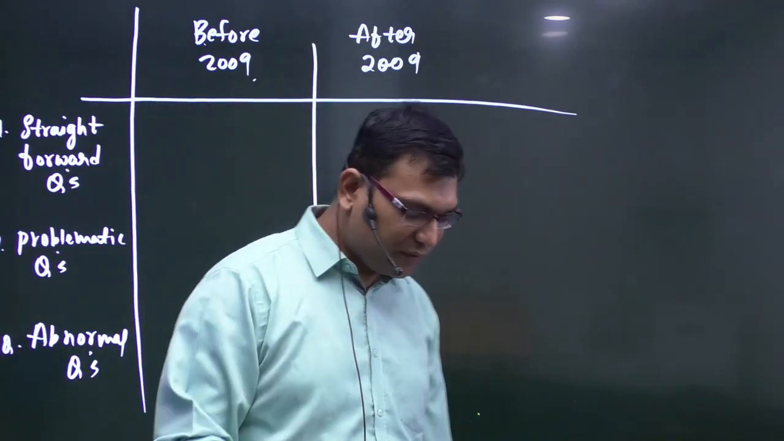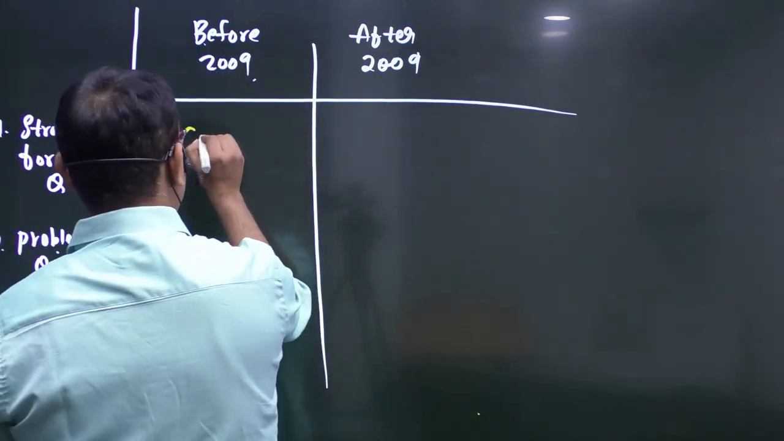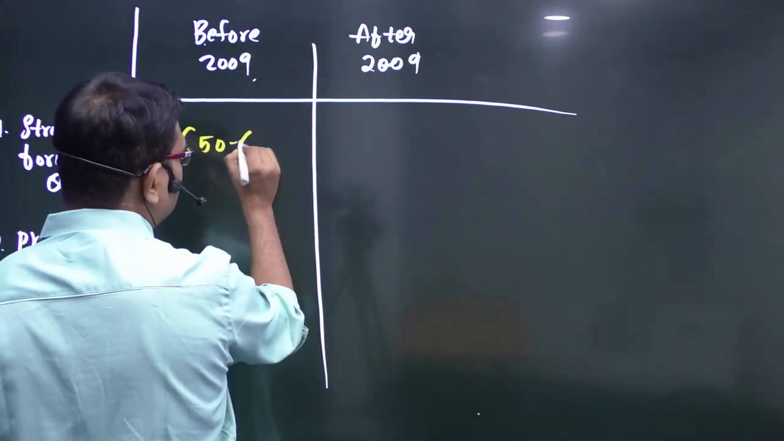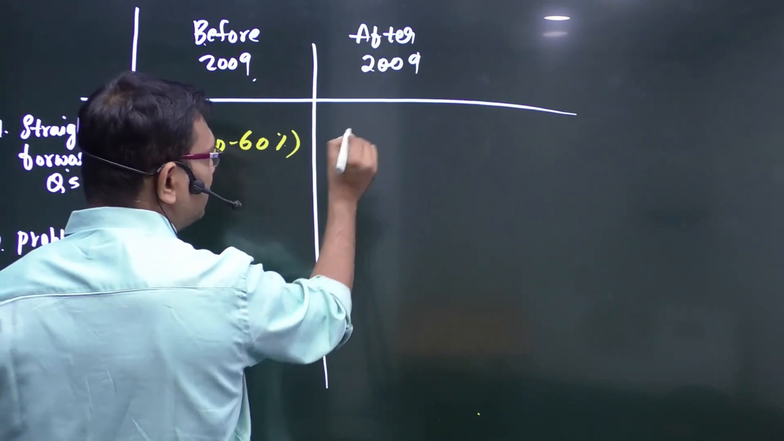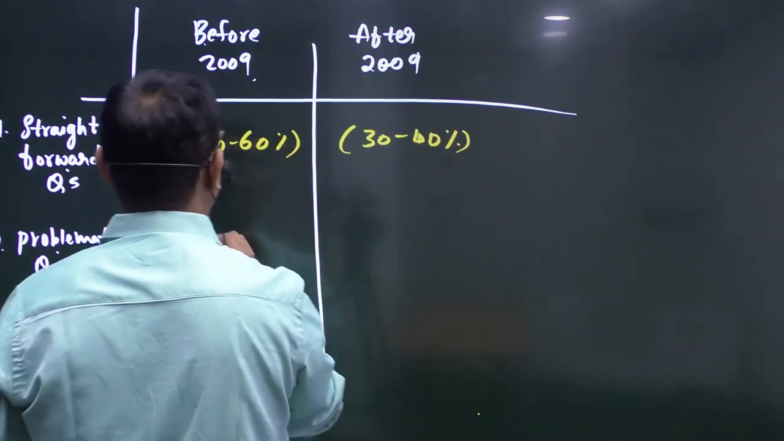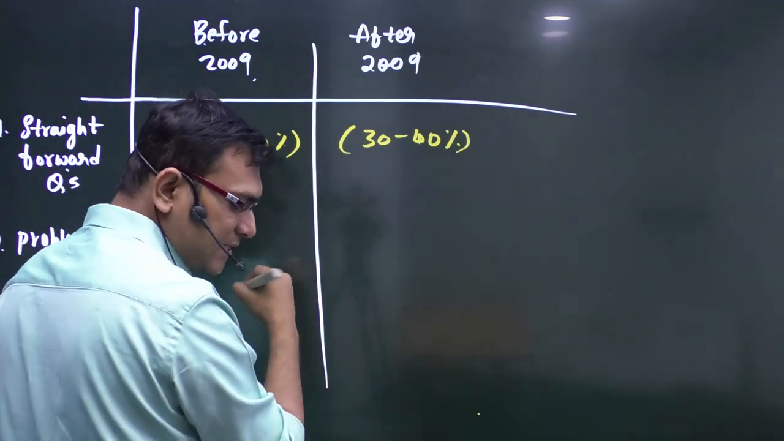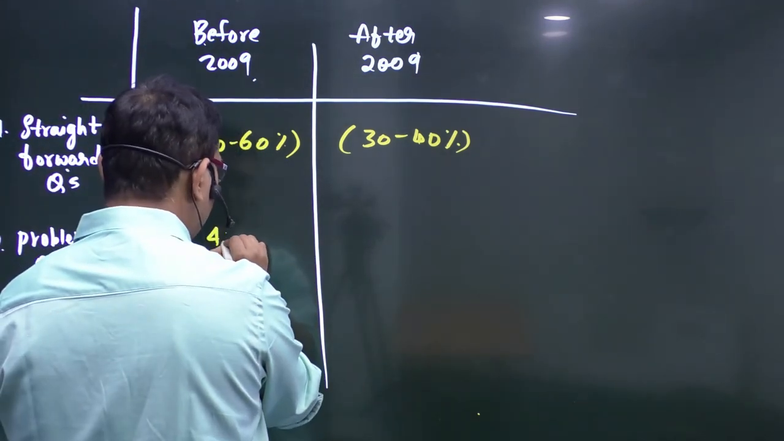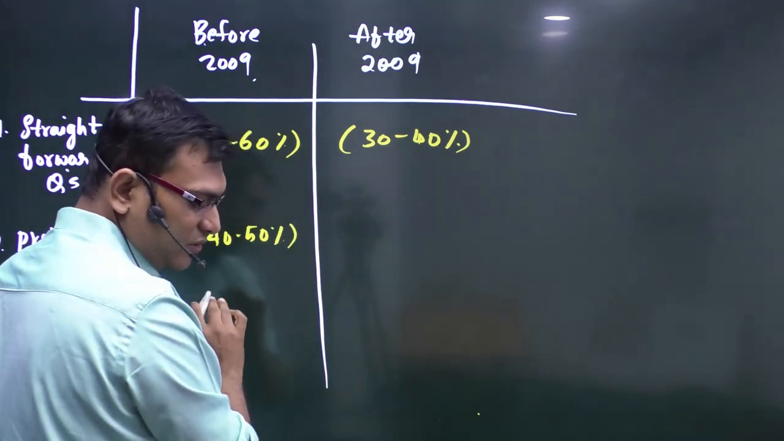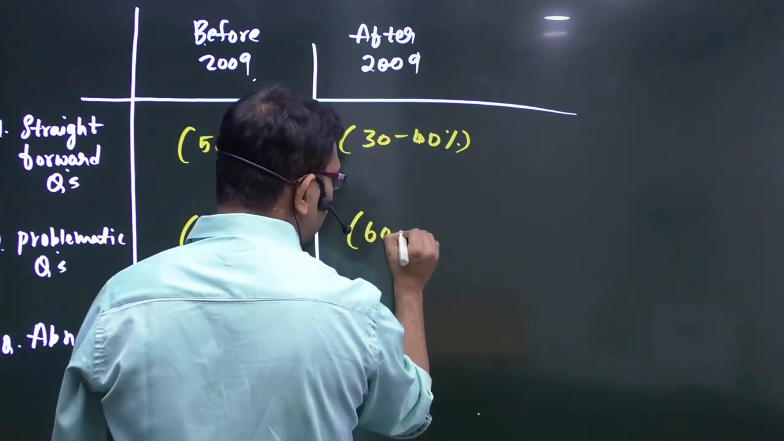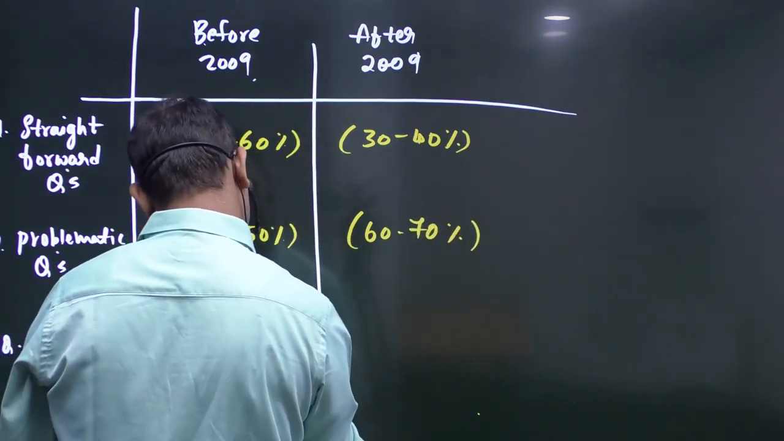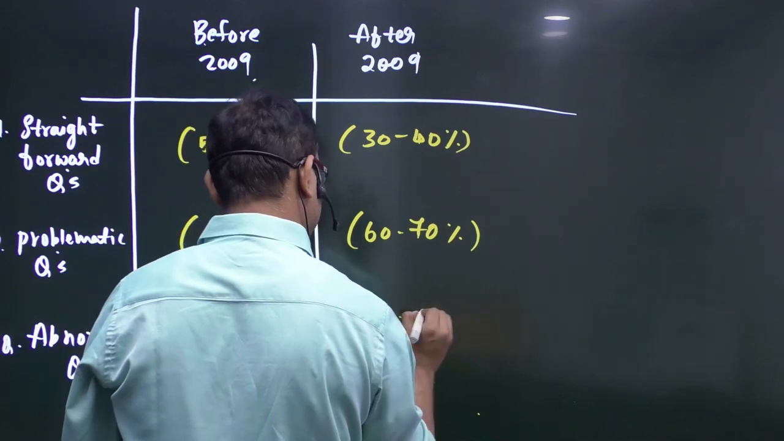In the straightforward questions, before there were 50 to 60%, but now it has changed to 30 to 40% only. And here, problematic questions, they started asking 40 to 50%. Now it has increased to 60 to 70%. And this is 0 to 10% here and 0 to 10% here.